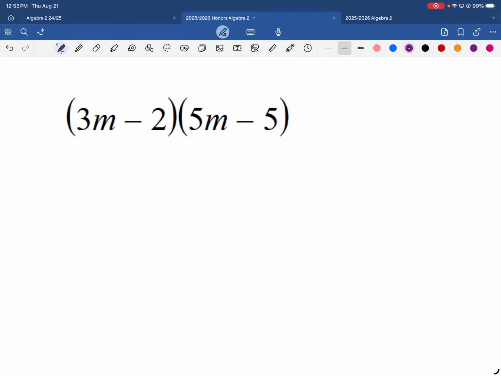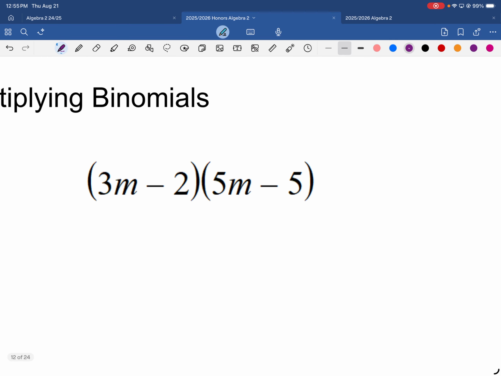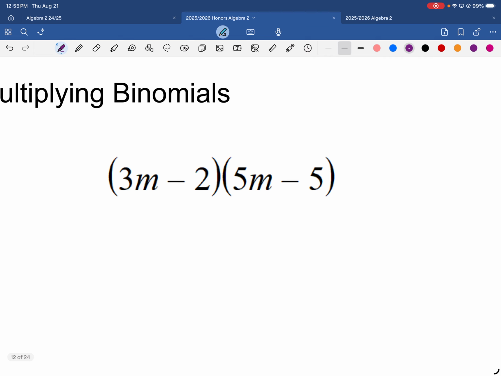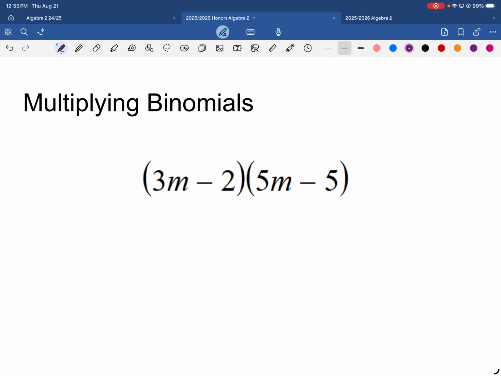So we think about multiplying binomials. We're going to look at multiplying something like 3m minus 2 times 5m minus 5. This is the distributive property. This is done through distribution. What distribution means, if you have a grouping of things, is that you need to take everything in the first grouping of things times everything in the other grouping of things.